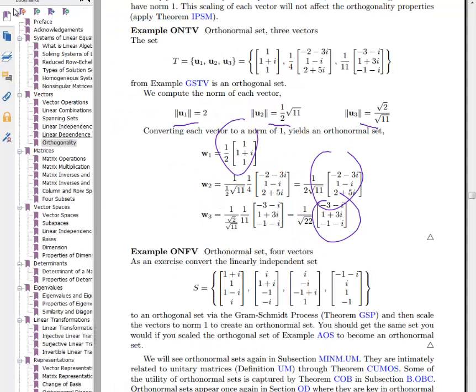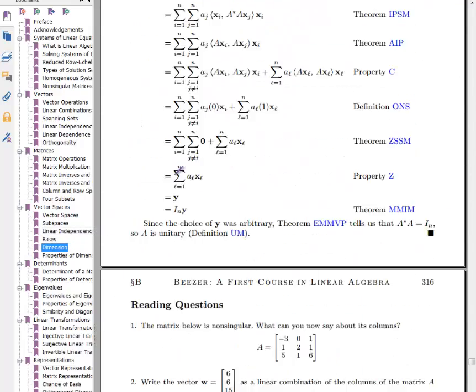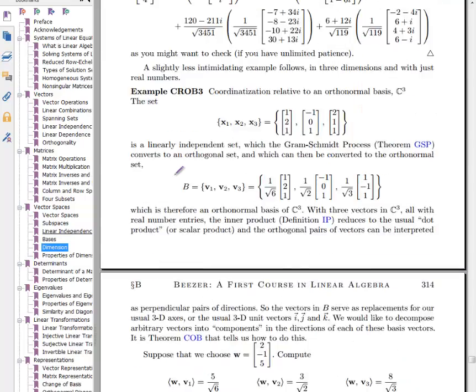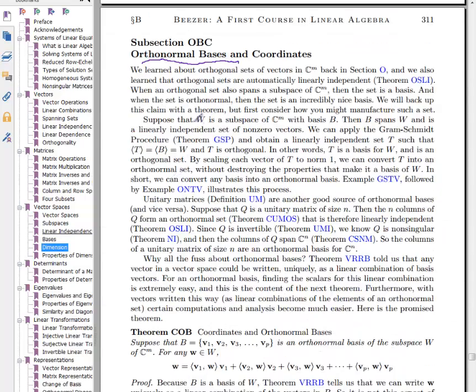Okay, so we're going to run with this a little bit and look at the orthonormal. Right. So now really what we've already done is talk about basis, because we have an orthonormal linearly independent set. So this in fact is a basis.